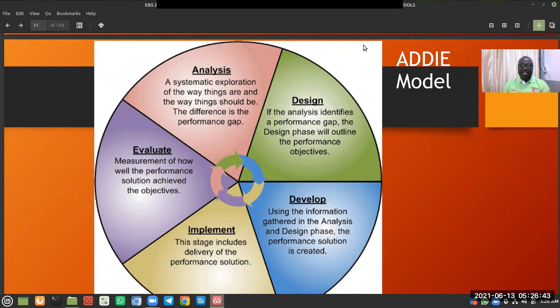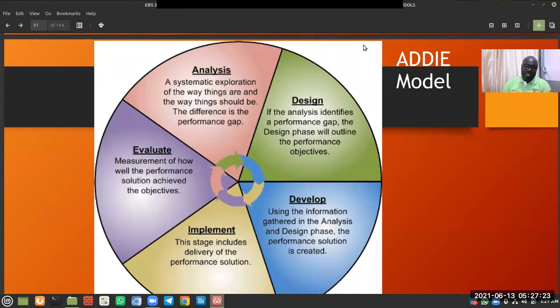After designing the situational steps to achieve that difference between the gaps, you go ahead to use the information you have gathered in the analysis and the design stage to create or develop a lesson, an instruction. So the performance solution is created at the develop stage or phase.